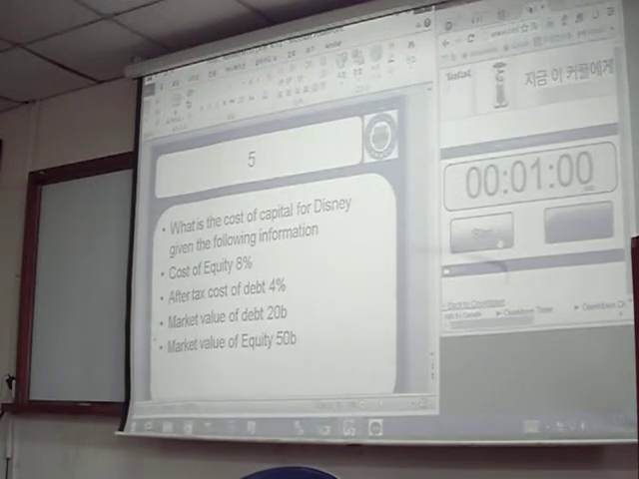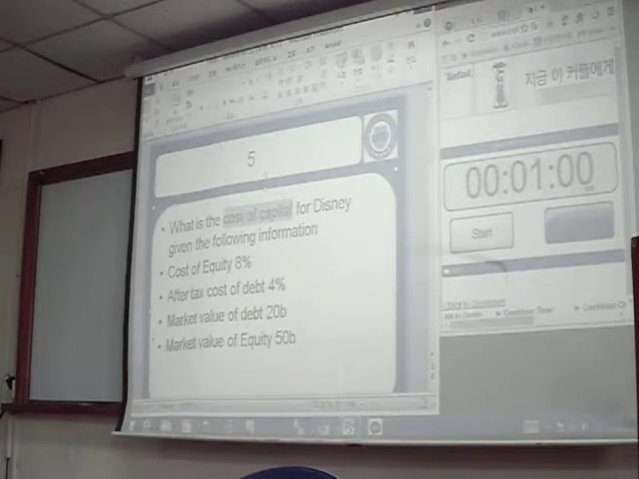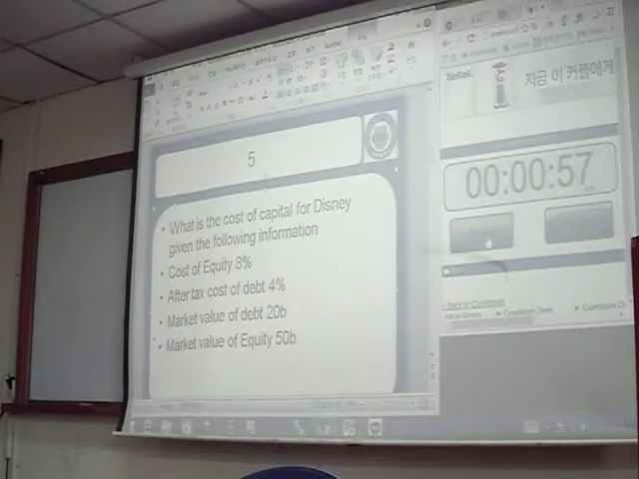So we know this information. Then we need to calculate the cost of capital. Okay? We know the cost of equity, we know the cost of debt, we know how much equity we have, we know how much debt we have. We should be able to calculate using weighted average, okay? Basically, we have 20 of 4% and we have 50 of 8%, right? So what is the weighted average of that?